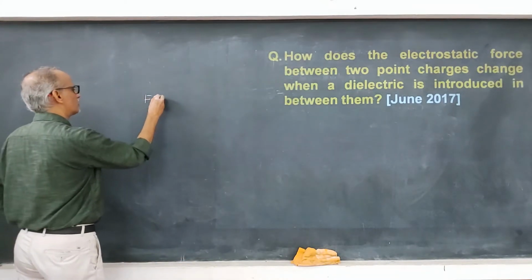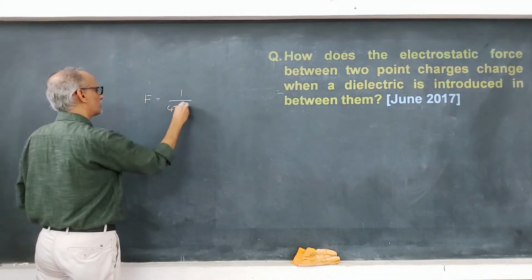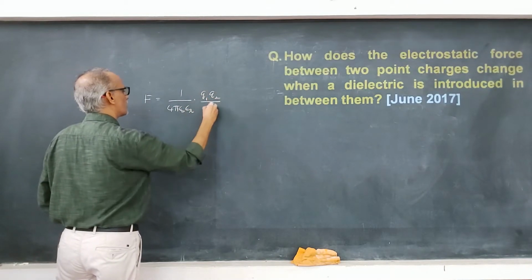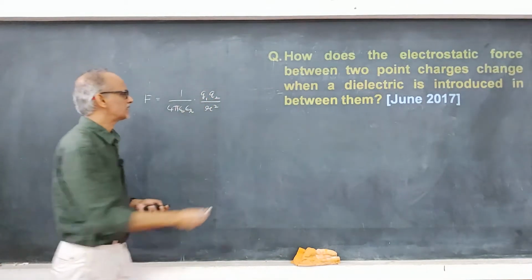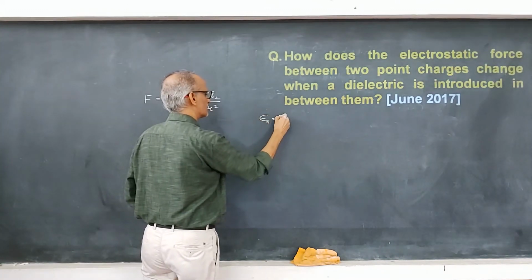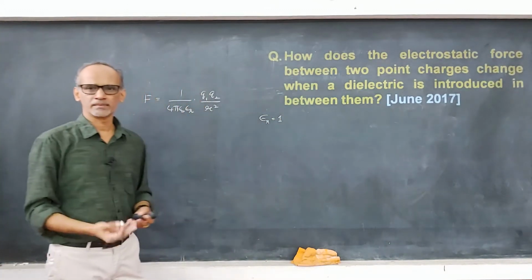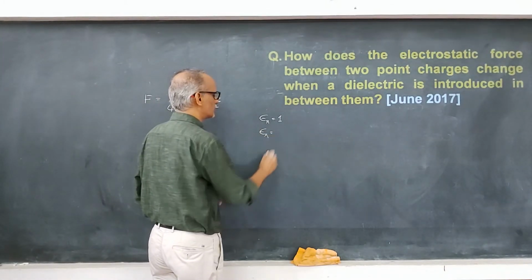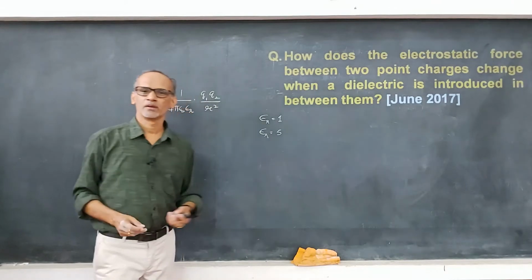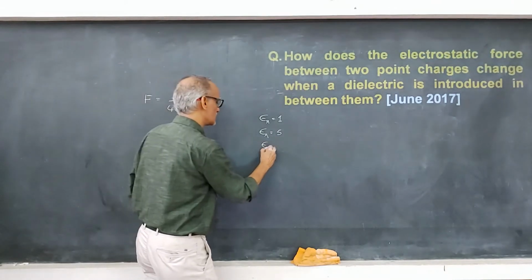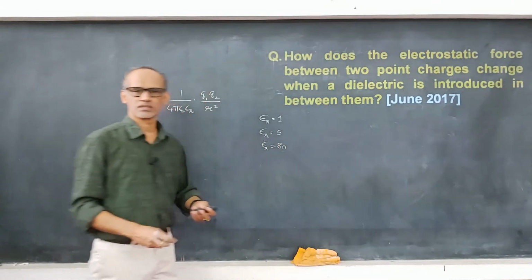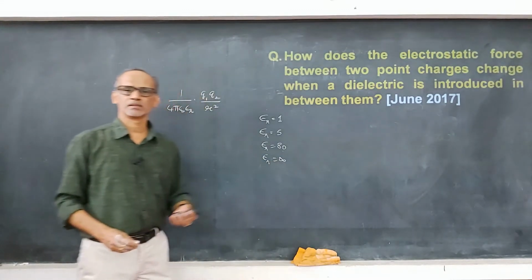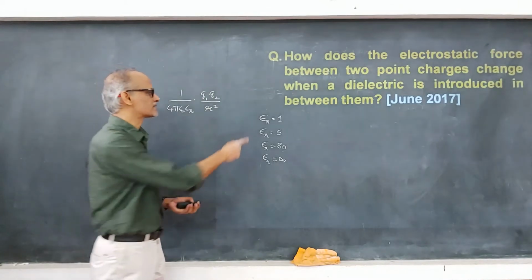See, the equation for force is given by 1 by 4 pi epsilon naught epsilon r into q1 into q2 by r square. So what is the least value of epsilon r? That's 1. And for all other media, it is greater than 1. Like epsilon r is equal to 5 for glass, epsilon r is equal to 80 for pure water, and epsilon r is equal to infinity for a conductor. So it is different for different media, but the least value is 1.